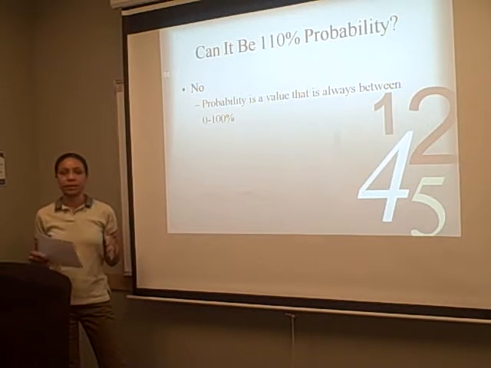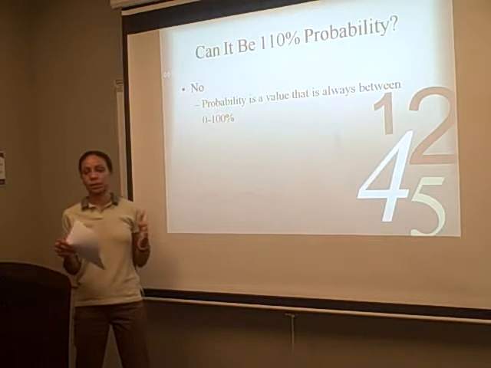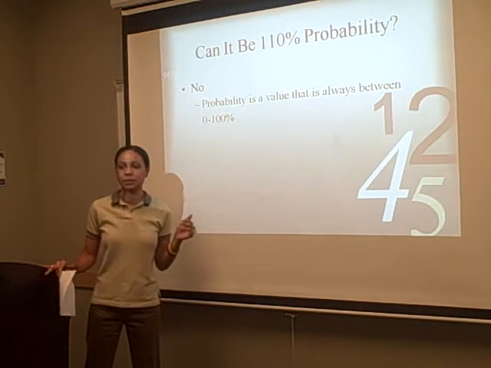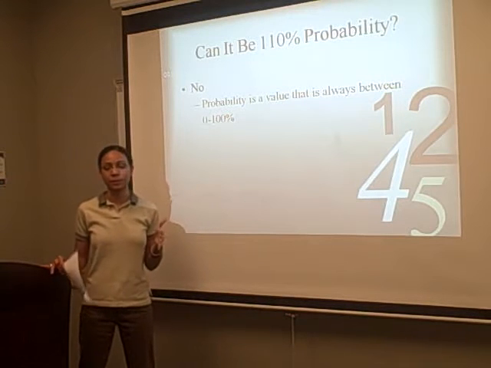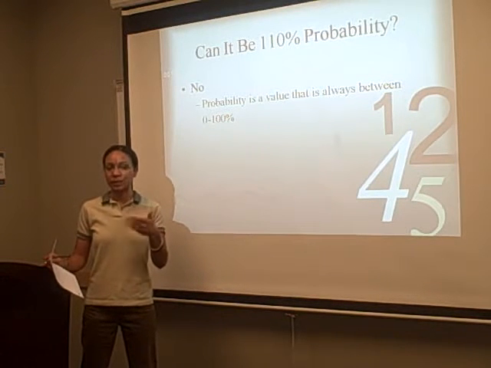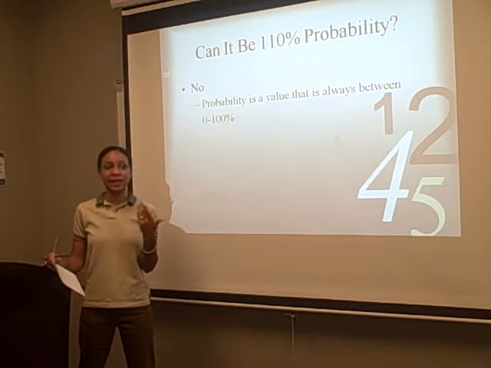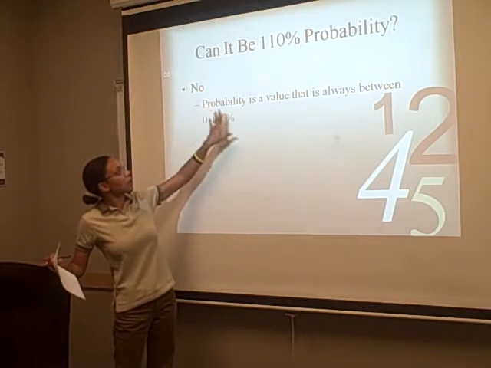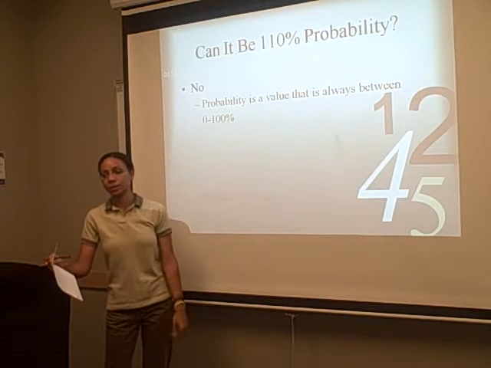So then I'm going to explain that probability can only be 0 to 100%. It can't be 110%, 120%. I know that that is something that people say all the time, but I'll explain and clarify that that is just a saying that people use. And there again, I'll engage the students in this question.